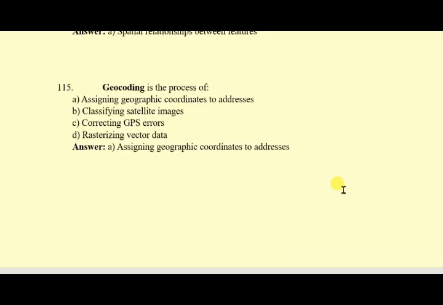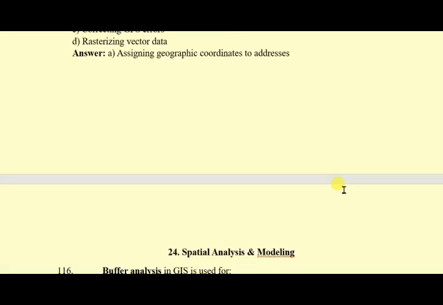115. Geocoding is the process of assigning geographic coordinates to addresses, classifying satellite images, correcting GPS errors, rasterizing vector data. Here the right answer will be assigning geographic coordinates to addresses.